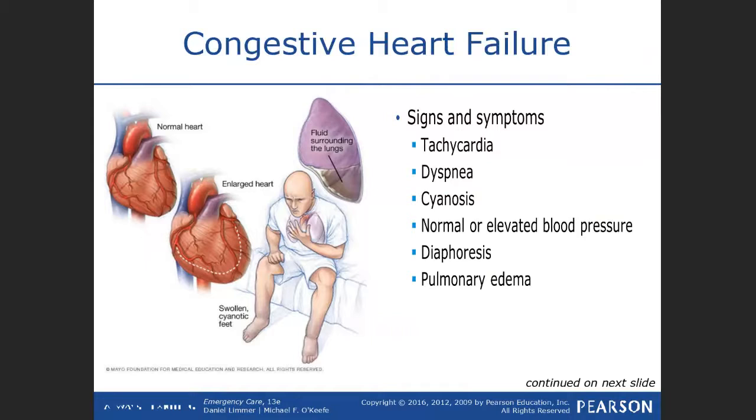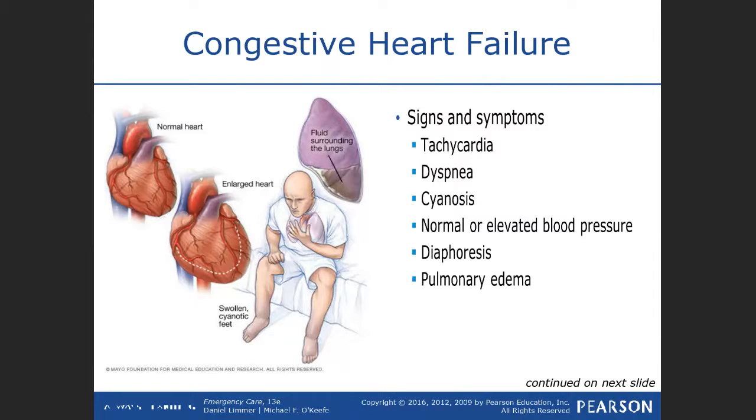Congestive heart failure is not the same as cardiac arrest. All right? 60 on a test is still better than 0 on a test. Heart failure means the heart is just not getting the job done adequately.